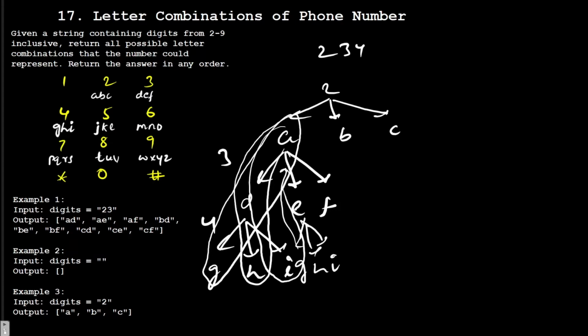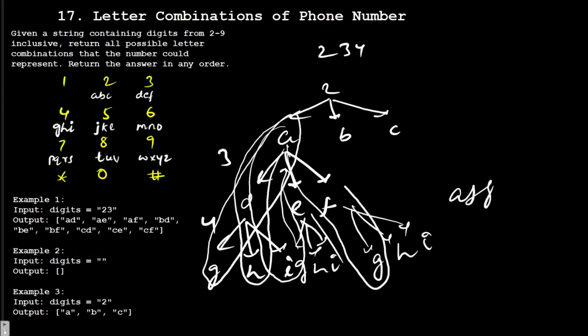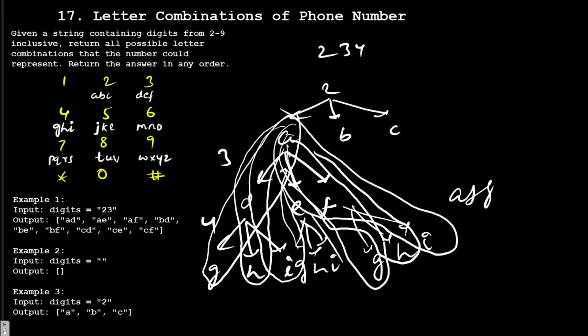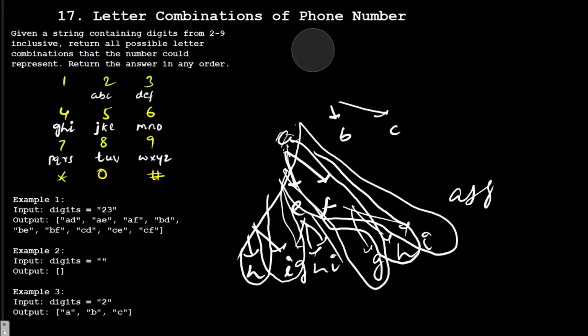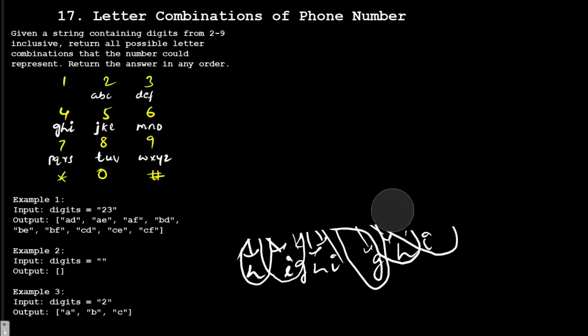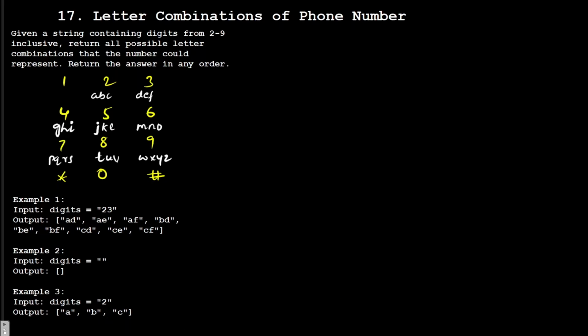Again, after exploring all this, we have to explore this one, and then we will add AFG, AFH, and AFI. Similarly, we have to explore all the trees, and we have to keep storing our result. So now we are going to perform recursion and backtracking for the same. Let's write the pseudocode for it. So we are given a function.